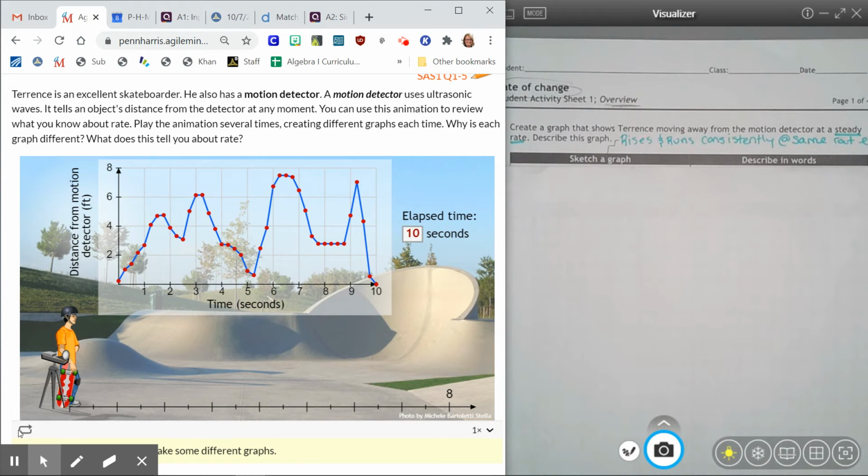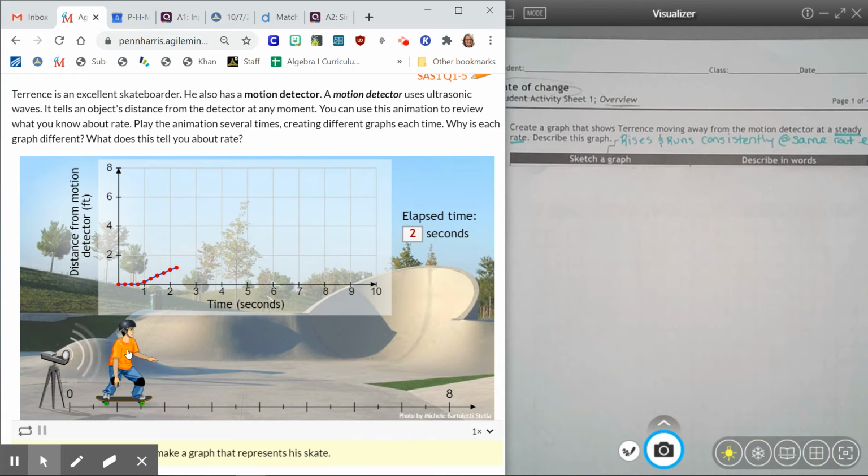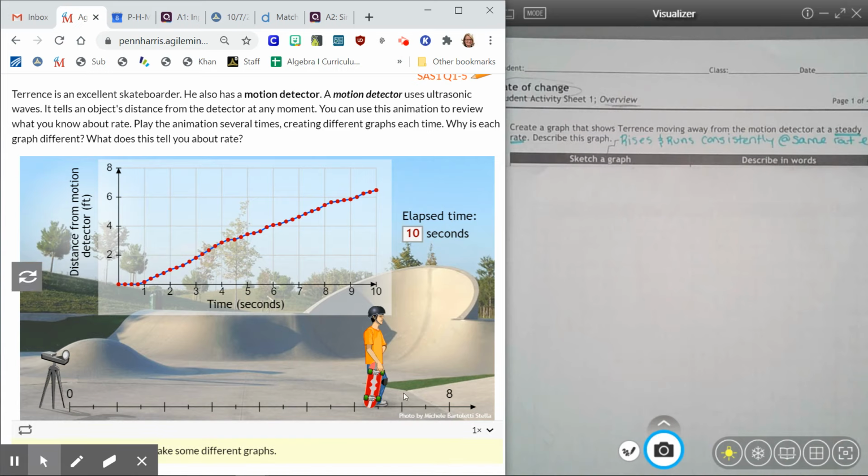So that means that he would have to start over here at the motion detector. Okay, so I'm going to move him close to the motion detector, and they want him to go at a steady rate. So I'm going to move him, and what that means, we're going to go nice, slow, and steady. He's not as steady as I can get it here. Okay, meaning I'm not trying to go any faster or slower. So that's what it means by a steady rate.